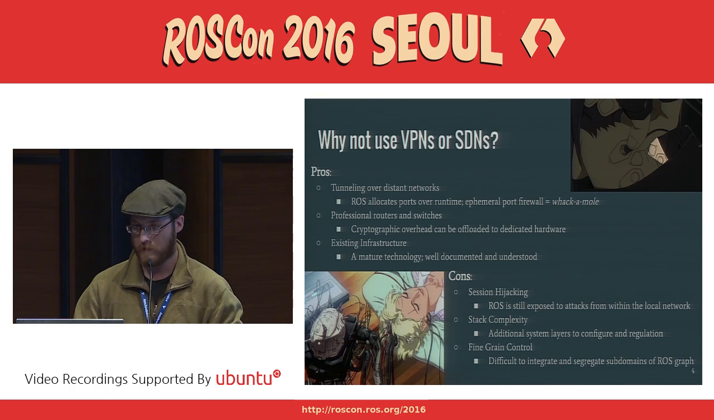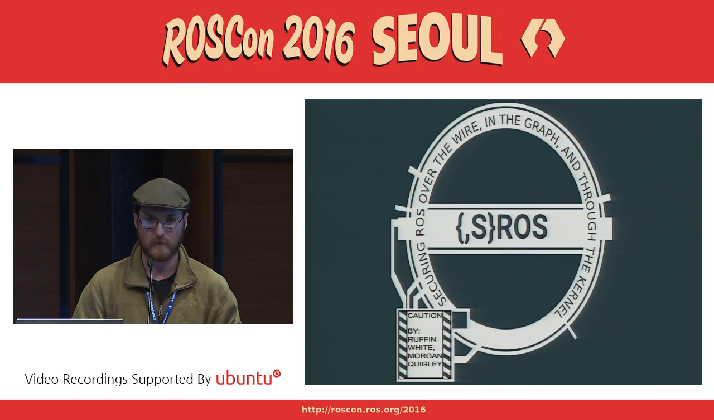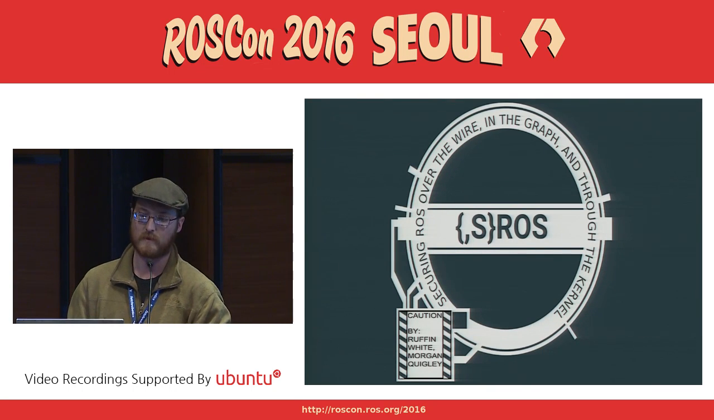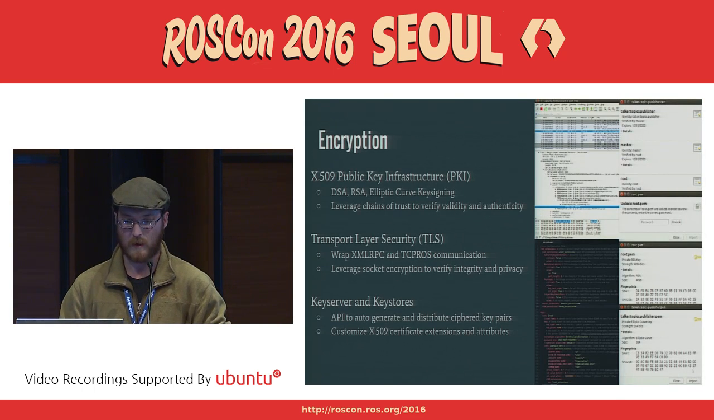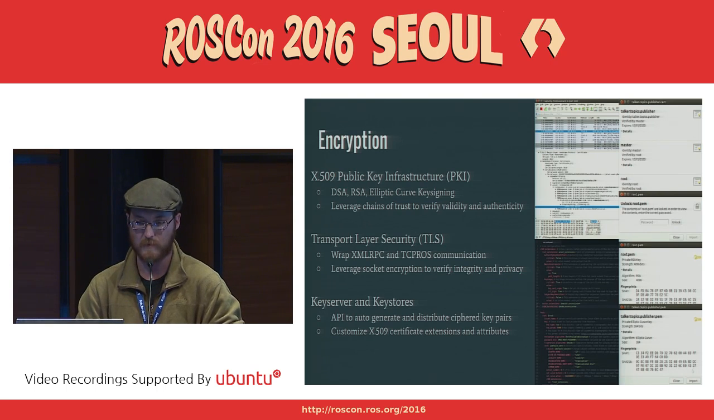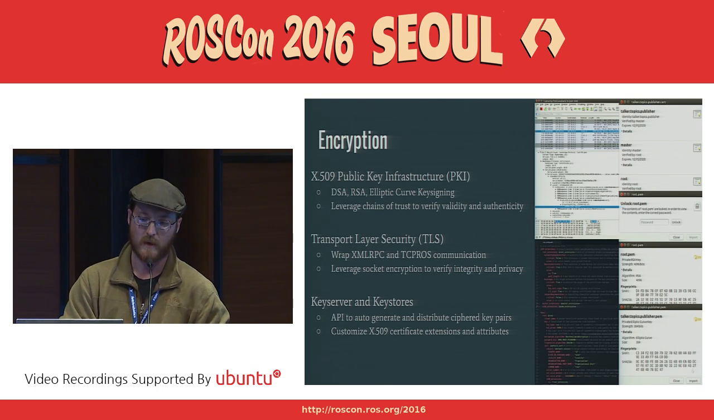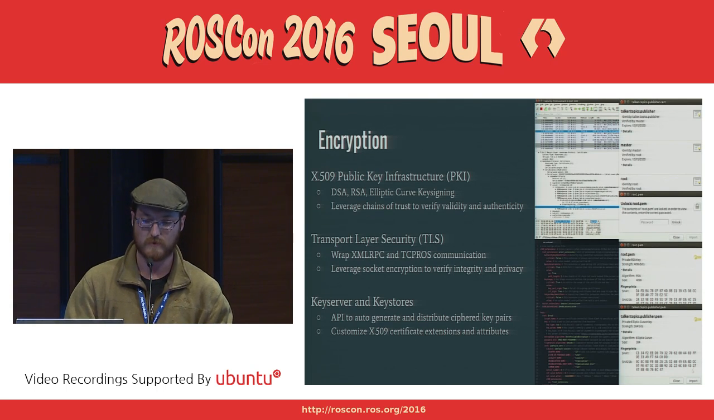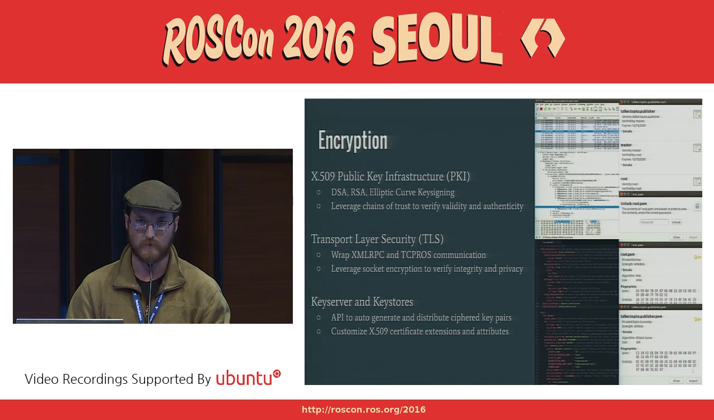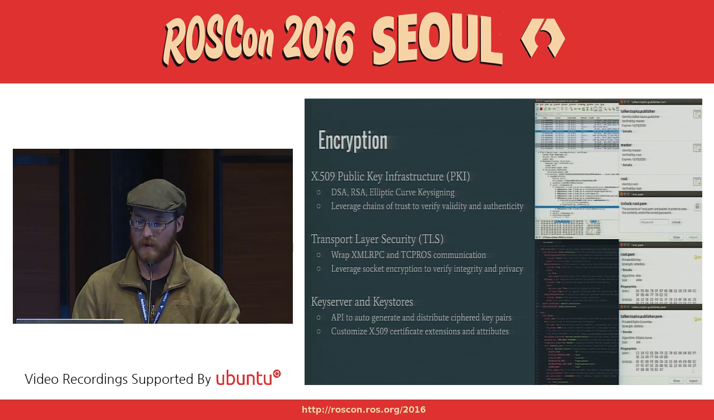All right. So we talked about some of the issues. Let's talk about some of the solutions that we're providing with SROS. Encryption. This is addressing some of the over-the-wire transport issues. We're adding public key infrastructure and transport layer security. And what that affords you is that you can start using X509 certificates to utilize asymmetric keys. You can also use the certificates for signing. You can have certificate authorities and the chain of trust.